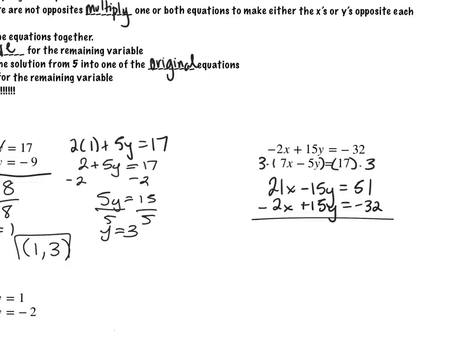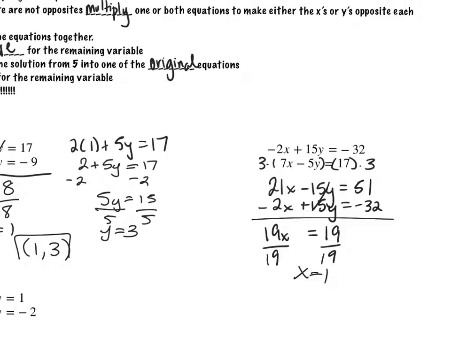All right. 21 minus 2 is what? 19. So I have 19x, right? 15 minus 15 is 0. 51 minus 32, 19. Okay, so divide. So x equals 1. All right, so x equals 1 again.